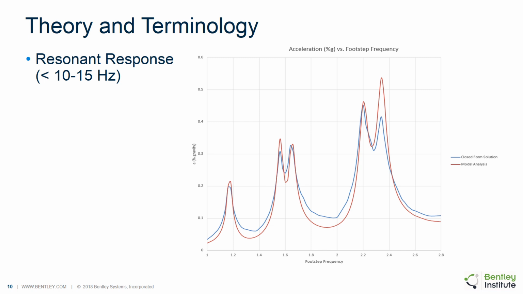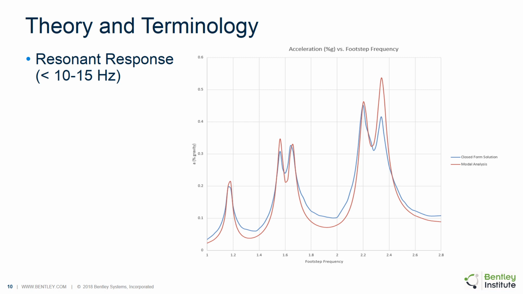You'll also notice that there are two plots shown on this graph. One is for the closed form solution, the blue line, and those are for the equations we showed on the previous slide. And the red line is actually for a full-blown dynamic modal analysis. The modal analysis does not suffer from the lack of phase information like the closed form solution does. So the modal analysis is going to be more accurate for that reason.